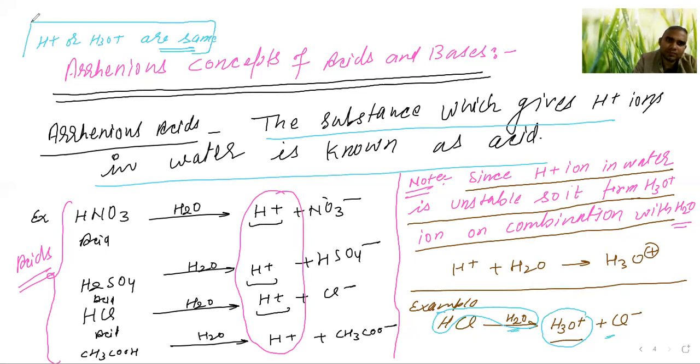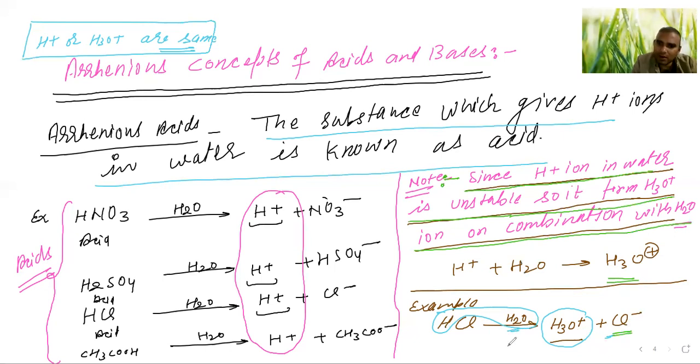Yes, sir. Sir, can you just repeat once? Which one? Note: since they are saying H plus ion in water is unstable, it forms H3O plus ion on combination with water. So H plus ion combines with water, H2O, and it is going to form H3O plus. So here HCl is there, H2O is there, and it is forming H3O plus and Cl minus.